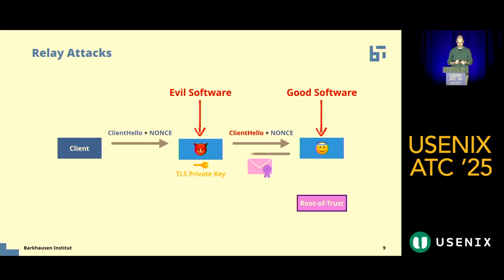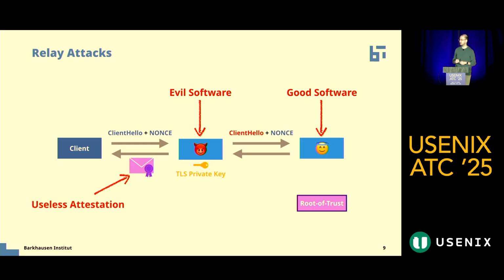So what the evil software now obtains is a valid looking attestation report, which it can simply forward to the client. And since it uses the same nonce, the client thinks the attestation looks good while it is in fact useless. It is not attesting the software state that we're connecting to, it is attesting the software state of a completely different machine.